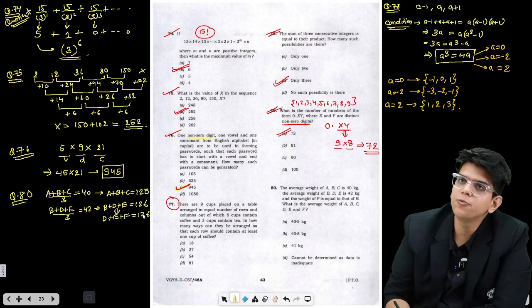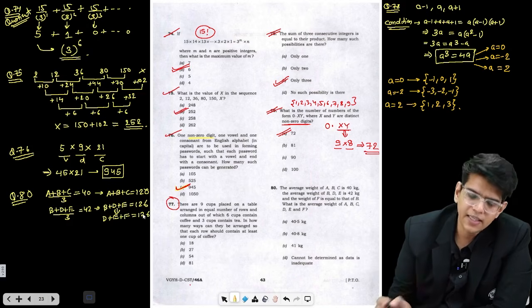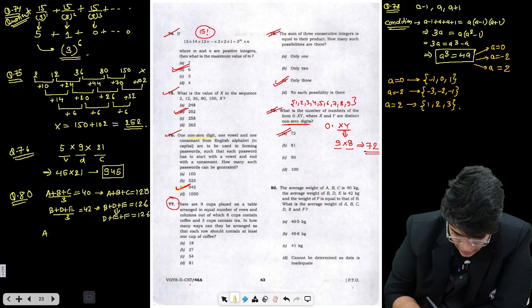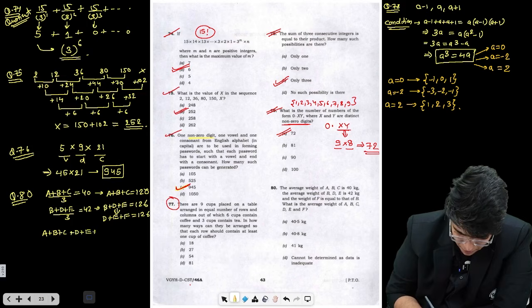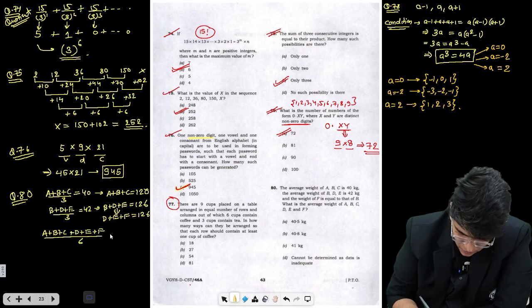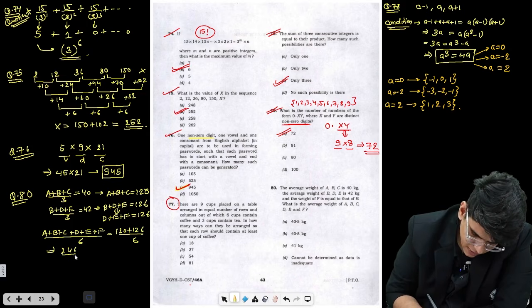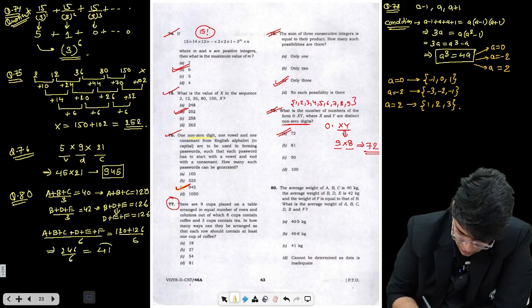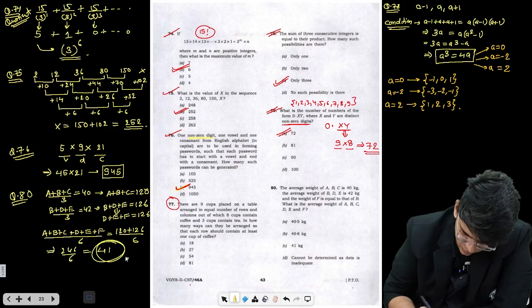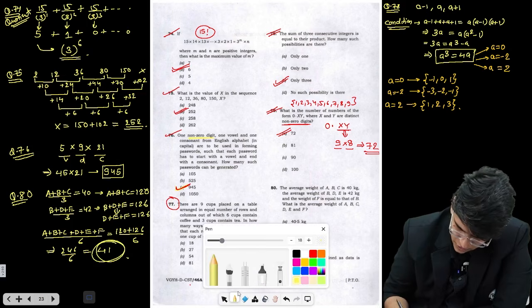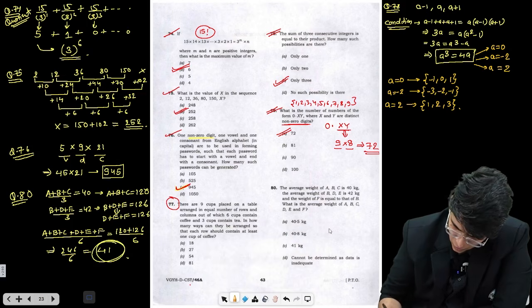Now I need to find the average of A, B, C, D, E, F. So basically I need to find (a plus b plus c plus d plus e plus f) by 6. This is nothing but (120 plus 126) by 6. This is 246 by 6, which is nothing but 41. Answer of this question will be 41.